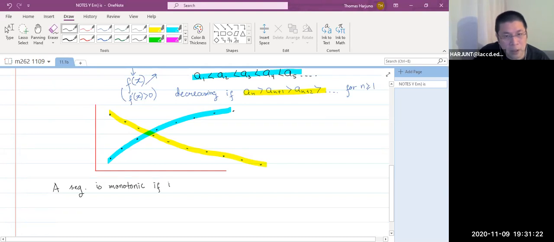If it is either increasing or decreasing. That's my notation for increasing, decreasing.